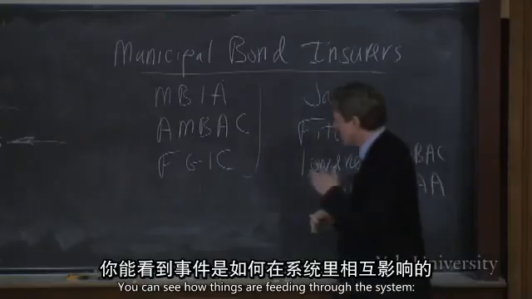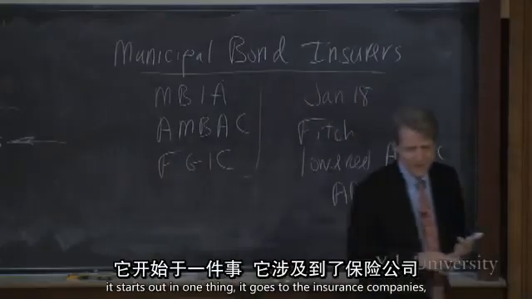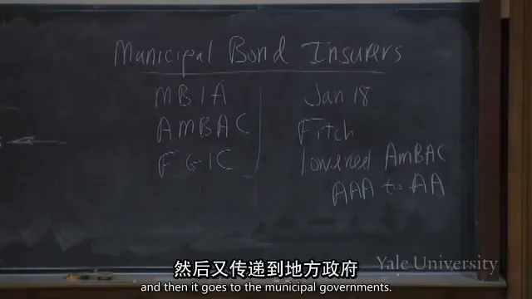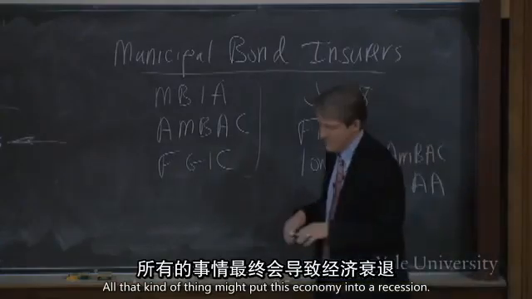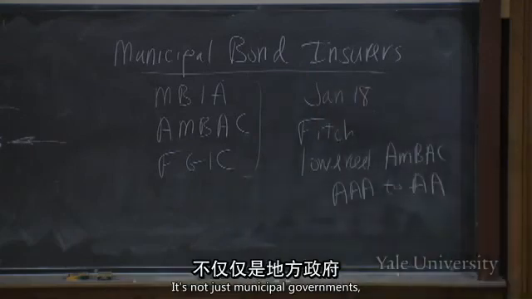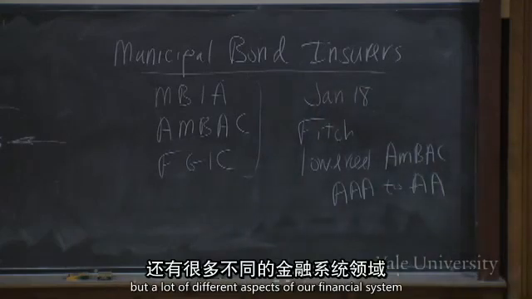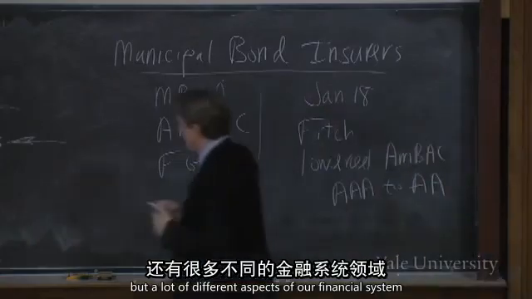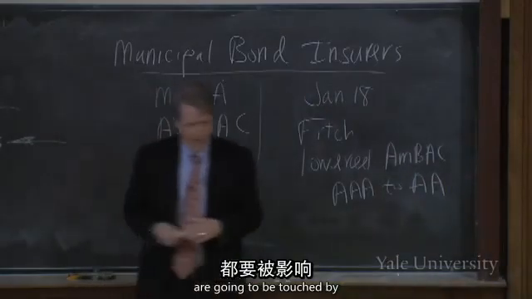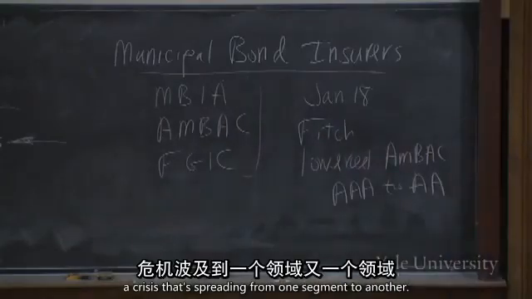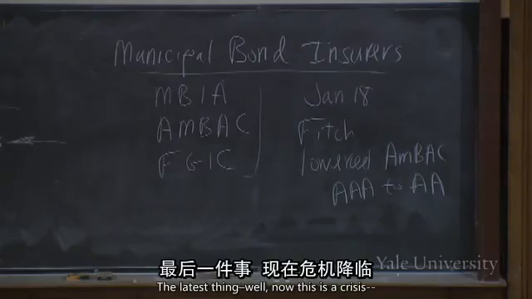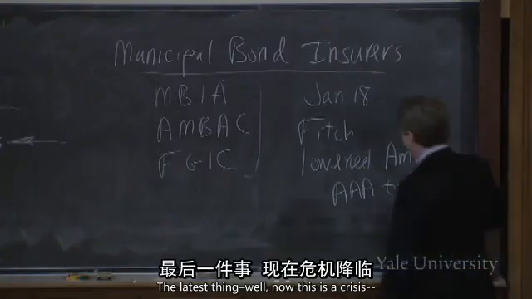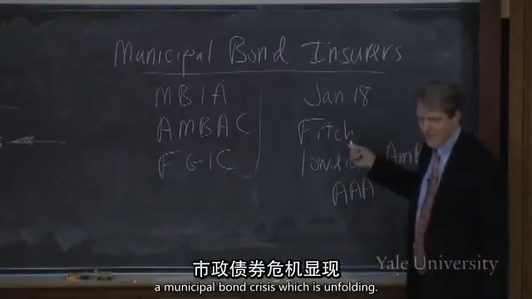So then you can see how things are feeding through the system. It starts out in one thing, it goes to the insurance companies, and then it goes to the municipal governments, and all that kind of thing might put this economy into a recession. If it's not just the municipal governments, but a lot of different aspects of our financial system, they are going to be touched by a crisis that's spreading from one segment to another. So that's where this stands right now. The latest thing, this is a crisis, a municipal bond crisis, which is unfolding.